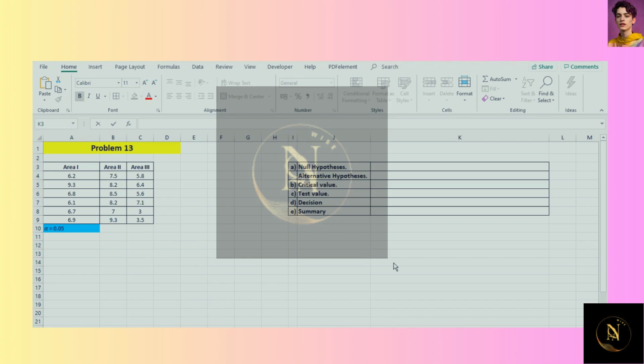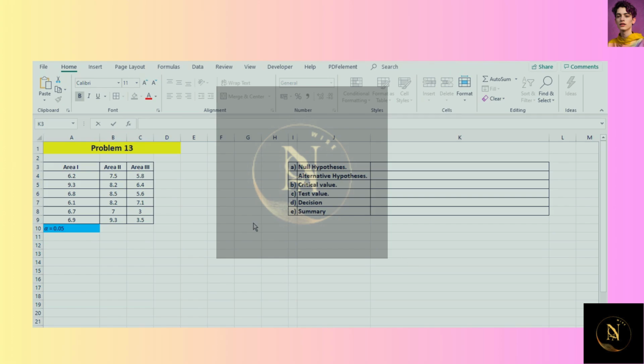In problem 13, we have data on the per pupil costs in thousands of dollars for cyber charter school tuition for 3 different areas. We're going to be performing an analysis of variance to test whether there is any significant difference in their means. And we're going to be using the 0.05 level of significance.